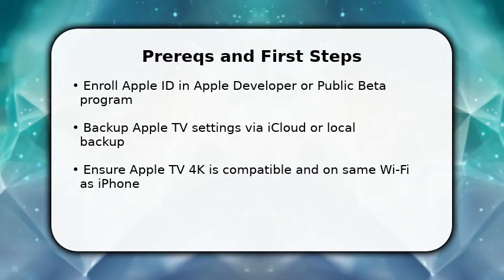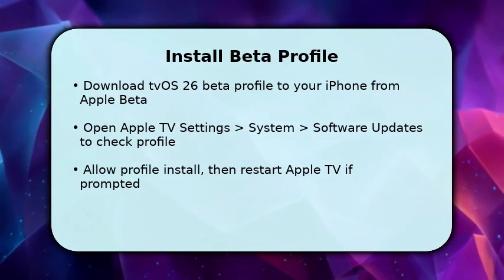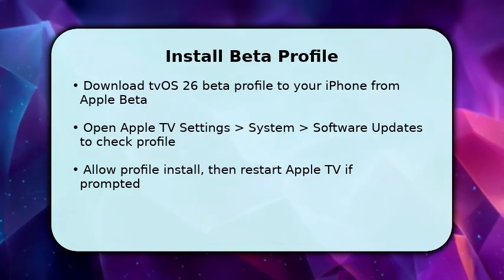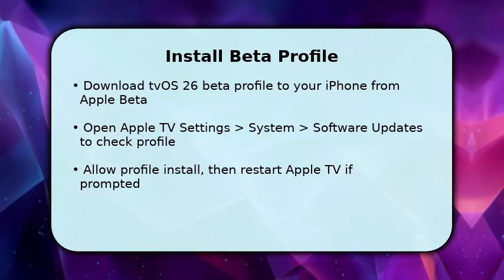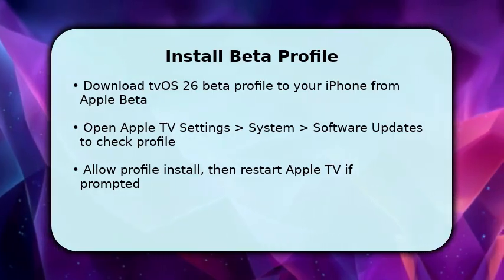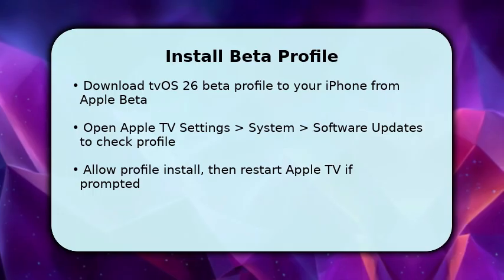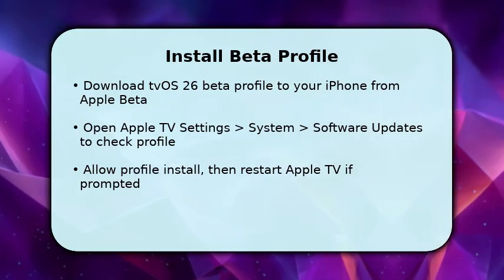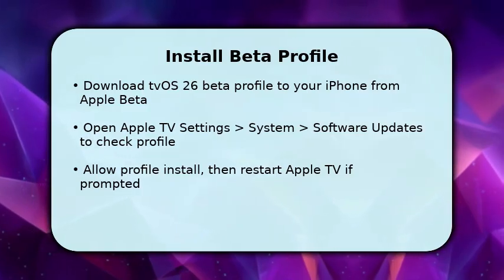On your iPhone, download the tvOS 26 beta profile from the beta portal you're enrolled in. This gives your Apple TV permission to receive beta updates. Then open Apple TV settings, go to System, then Software Updates, and you should see the beta option available. If not, toggle Wi-Fi and check again. Allow the profile to install and accept any terms.